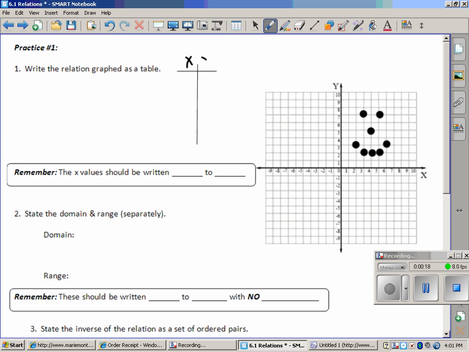So here's my XY table, and whenever I do this, I have to remember the x values should be written from least to greatest. And I'll look at my first x value. I have a 2, 3, so that'll go in here. And then I have a 3, 2, and a 3, 7. So my default is to do x values least to greatest, and then if I have two x values that are the same, I'll do y values from least to greatest.